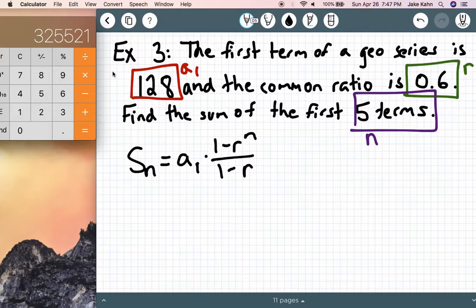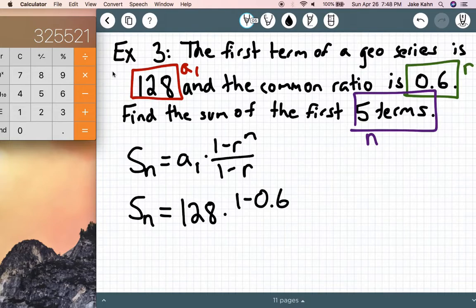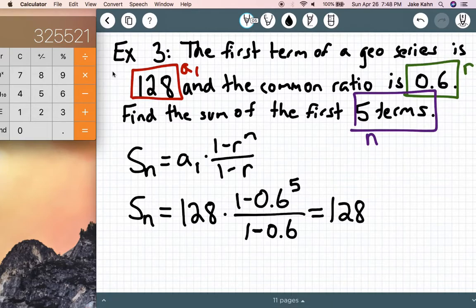All right, so the sum of the series is equal to A1, which is 128, times 1 minus R, which is 0.6, to the n, which is 5, over 1 minus r, which is 1 minus 0.6. Evaluate the top first, 1 minus 0.6 to the 5th power is going to be 0.9224. Make sure you keep all of those significant digits in.